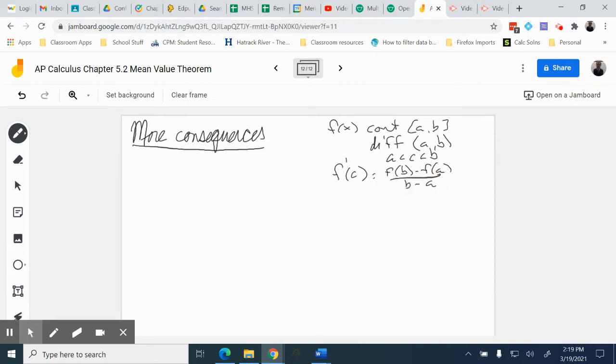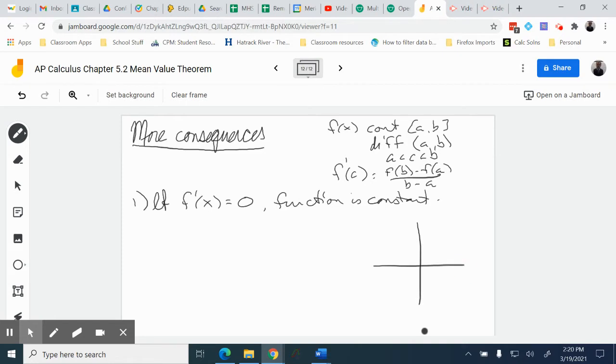So let's take a look at consequence number 1, which says that if a function has a derivative of 0, the function is constant. Now, you can graphically probably already see this. We've talked about this in our classes. If you've got y is equal to some constant value, it has a slope of 0. It's pretty obvious. But let's see what the mean value theorem says.